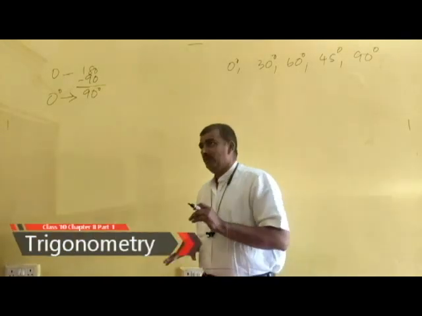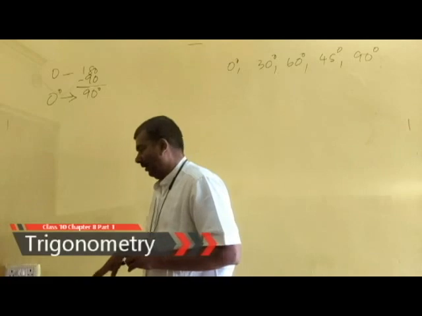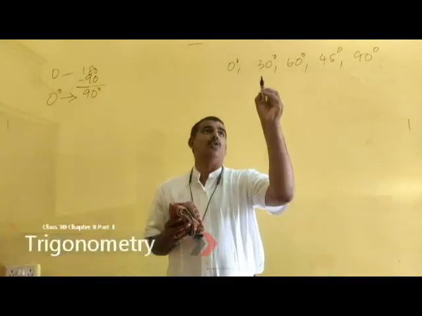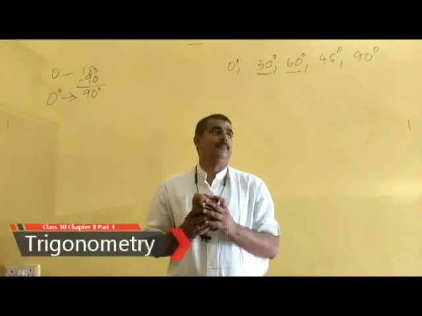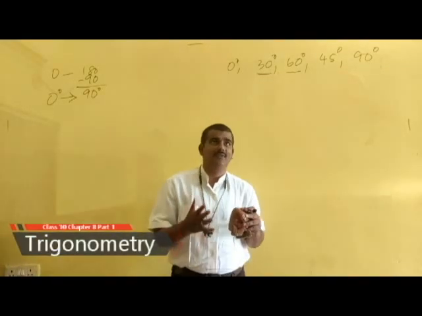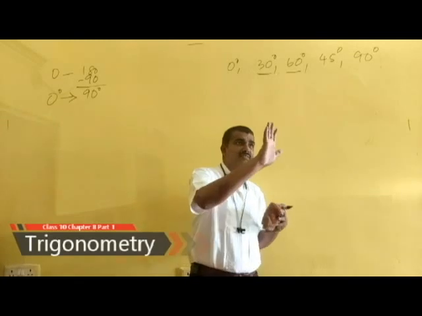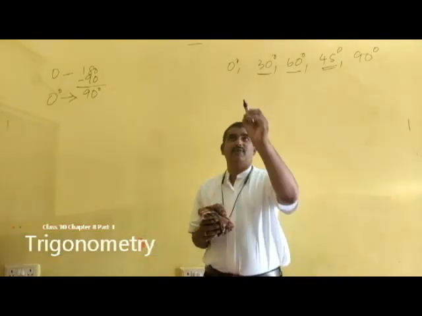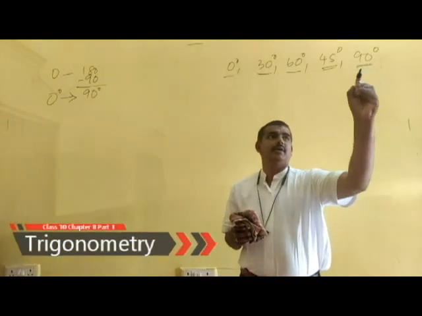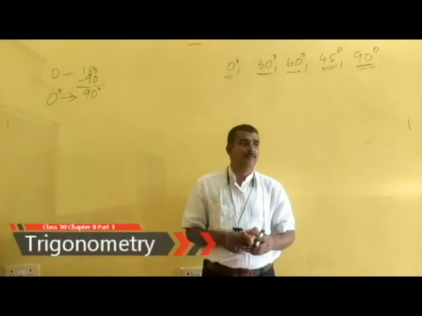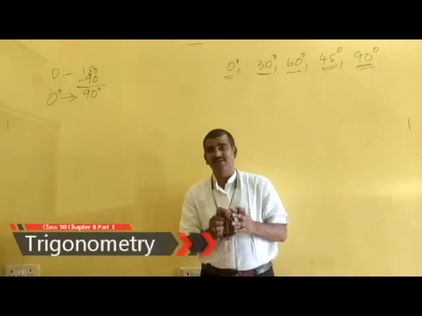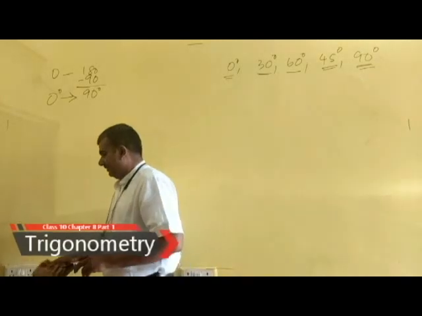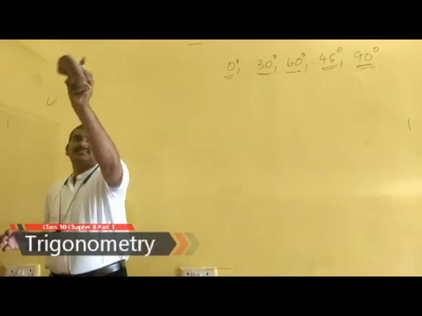Clear? So let us see the angles. First of all, I am selecting two angles, 30 and 60, and I will explain their values. Then I will explain 45. Then we will see 0 and 90. In this way we will go ahead because there are certain relations between them.